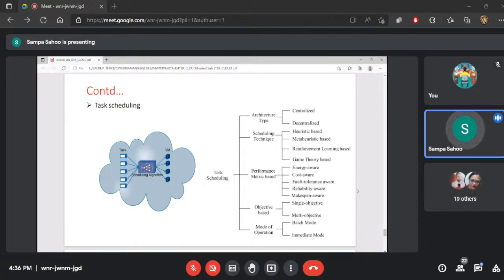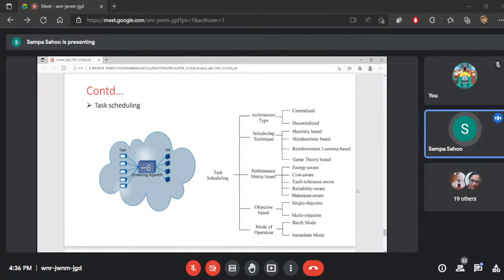And if you consider the objective, it can be single objective or multi-objective. Single objective means you are designing the algorithm only for, say, reducing the energy consumption. Multi-objective means more than one objective is there for that scheduling algorithm. For example, if you want to reduce the energy as well as the cost, that will be a multi-objective scheduling algorithm. Then, if you consider the mode of operation, it can be batch mode or immediate mode.